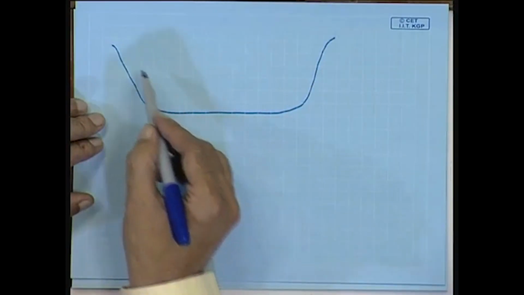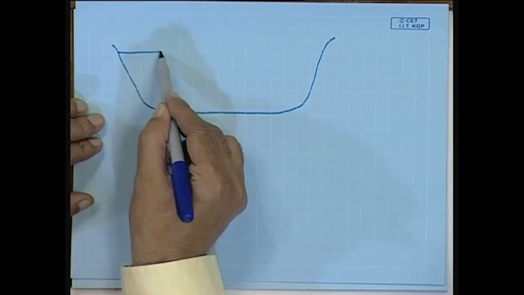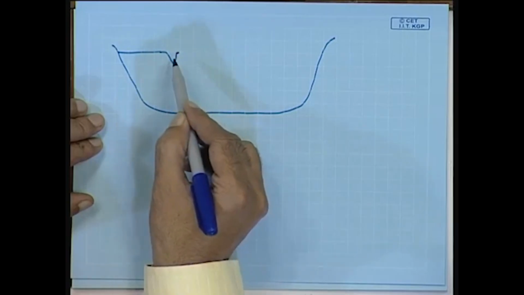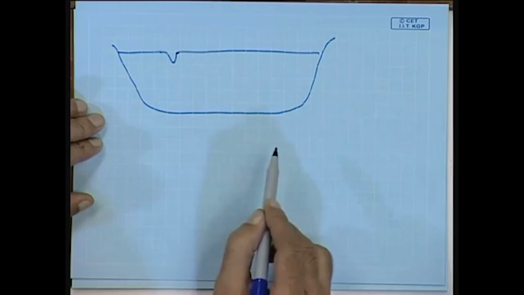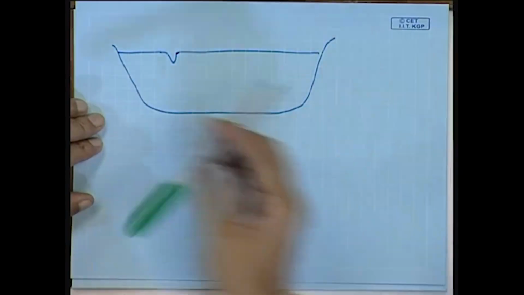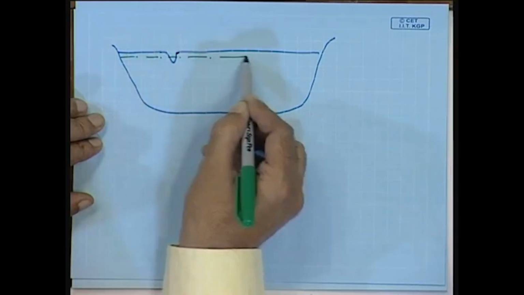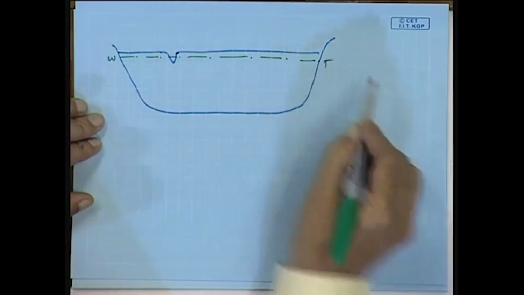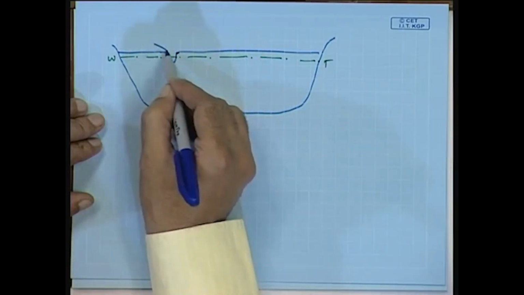a stream or a river which is flowing above an alluvium, something like this, and here let us say this is the water table, and this is the stream.